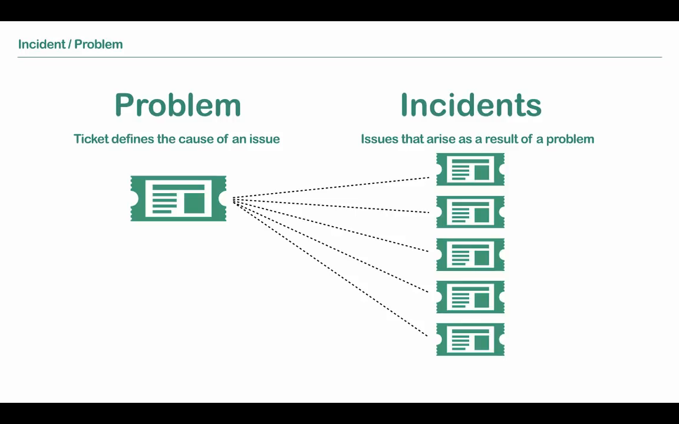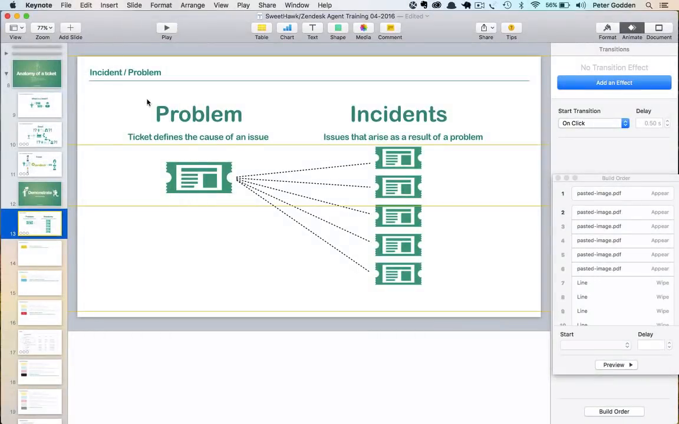So while the problem ticket defines the cause, the incident tickets are the issues that arise as a result of the actual problem. So for example, with our hotel, if the Wi-Fi server was broken, then that would be the problem ticket, and all of your customers who are reporting no Wi-Fi, those would be set as incident tickets linked back to the problem when they came in. So this problem-incident relationship is kind of like a parent-child relationship. If you were to solve the problem ticket, you solve all of your incident tickets.